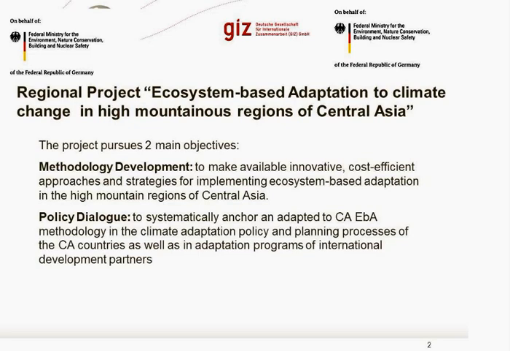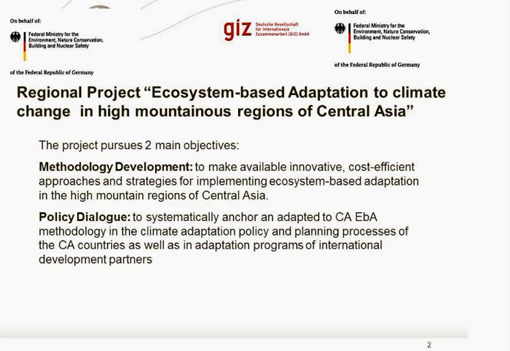So basically, the aim of the project is to develop a methodology with a set of tools and products, if you like, that can be taken up by other projects and can be used if a project or a country in Central Asia would like to implement ecosystem-based adaptation. At the same time, and this we do with piloting and developing this methodology or these products in the field, in the pilot.